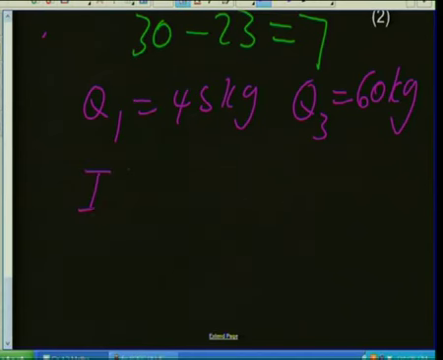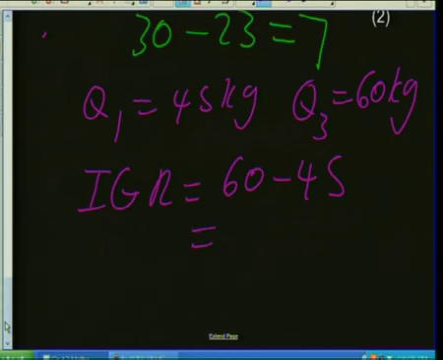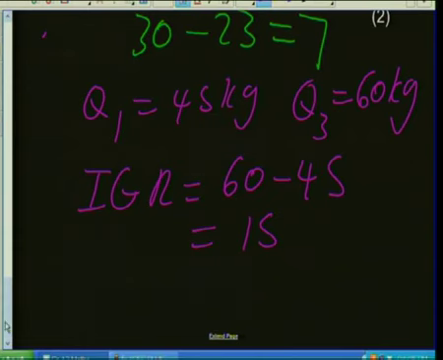Then how do you get the interquartile range? The interquartile range is 60 minus 45, which gives 15. Remember, the interquartile range is actually the range of 50% of the data. It excludes 25% of the data on the upper bound and 25% on the lower bound.